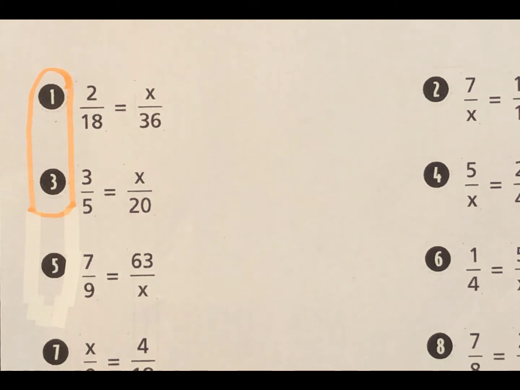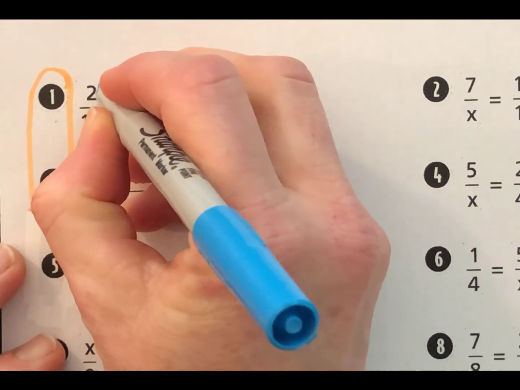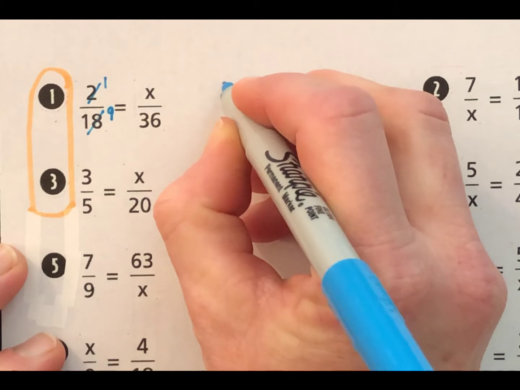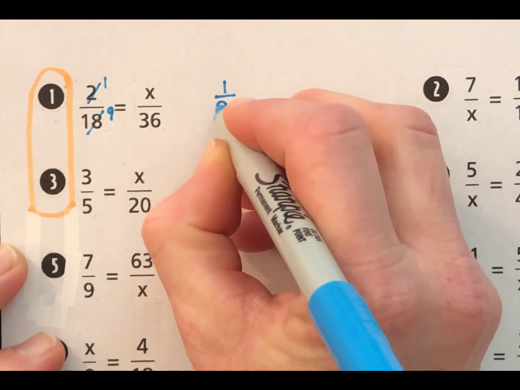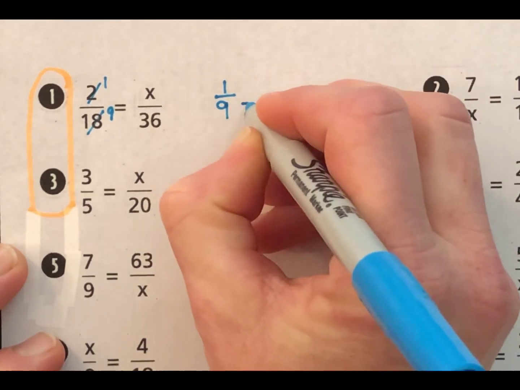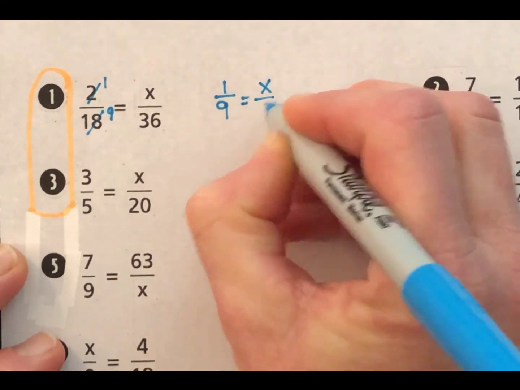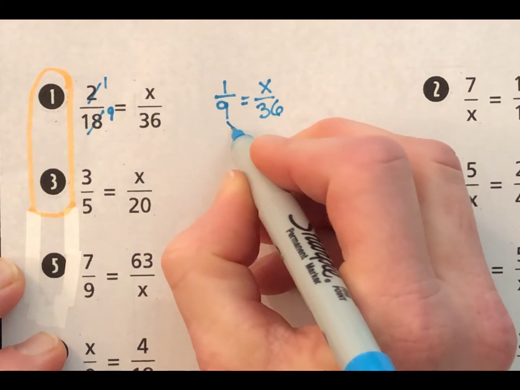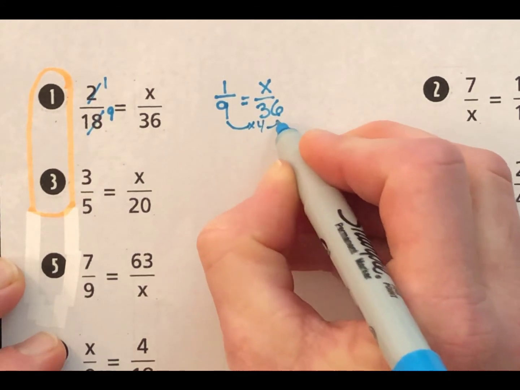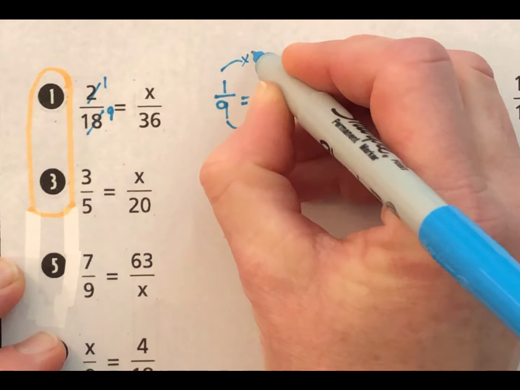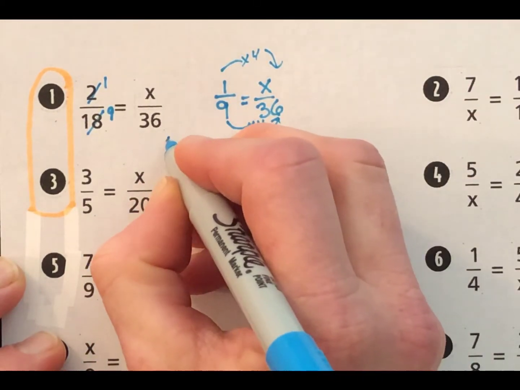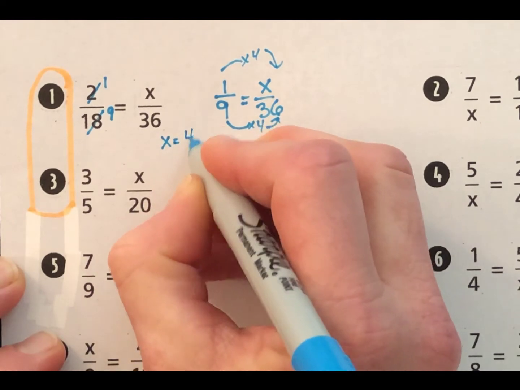I'm going to reduce by 2, and that's 1/9. Then I'm going to rewrite the whole new fraction over here. 1/9 equals x over 36. And from here, it's really obvious that 9 times 4 is 36. So 1 times 4 is 4. So then x equals 4. You see that?